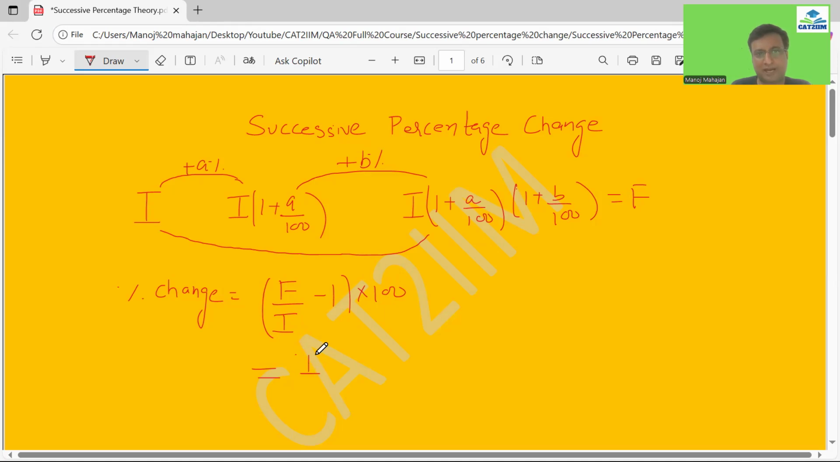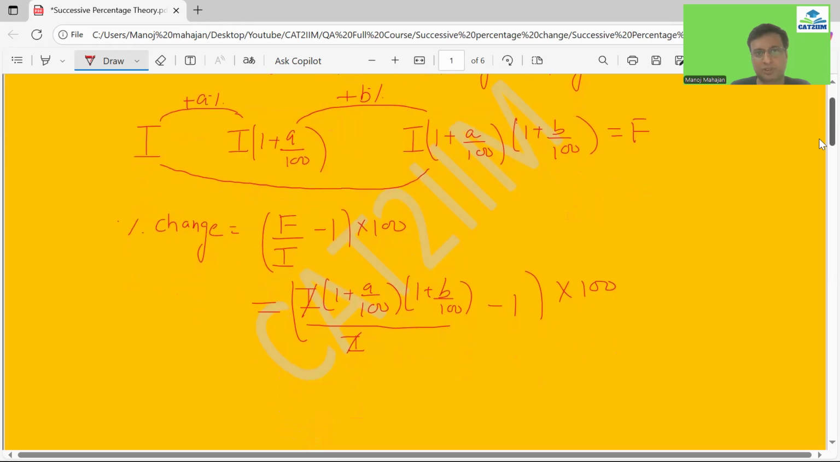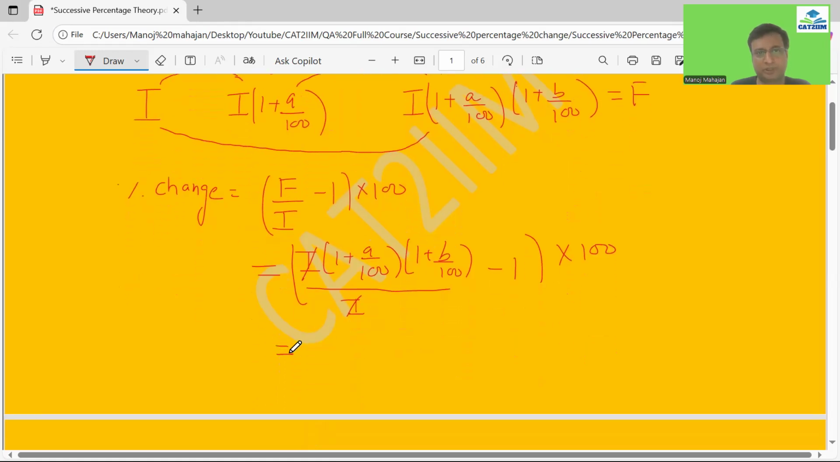So what we require is the multiplying factor again. Can you put the value of final as I into 1 plus a by 100 into 1 plus b by 100, upon the initial value, minus 1, if I do the whole multiplied with 100. So the initial value is going to cancel out. Let's look further at what result we're going to figure out from here.